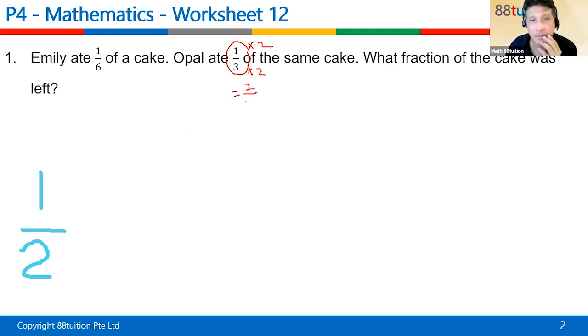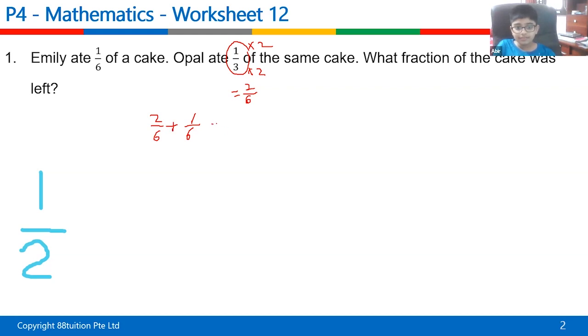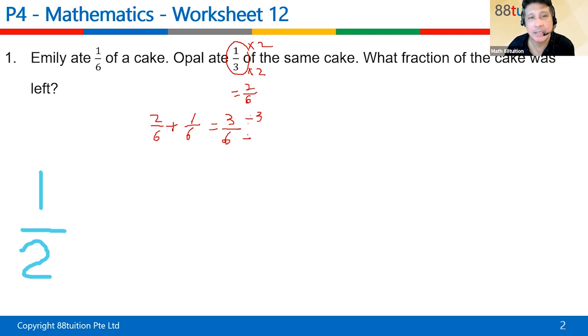What is the next step then? 2 out of 6 plus 1 out of 6. Very good, so your 1 out of 6 and your 2 out of 6, you must add together. That gets us 3 out of 6. Then simplify by 3, so you're going to divide by 3.